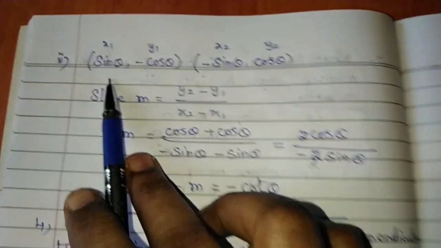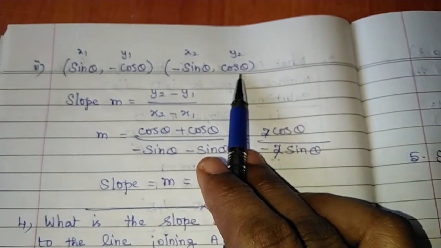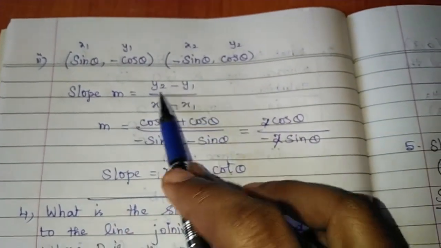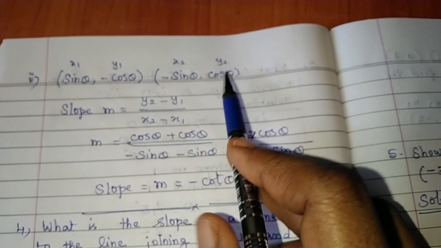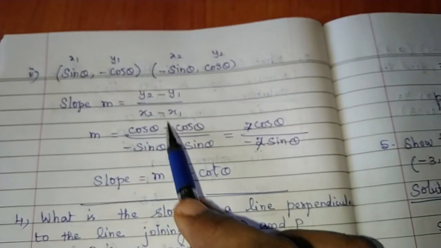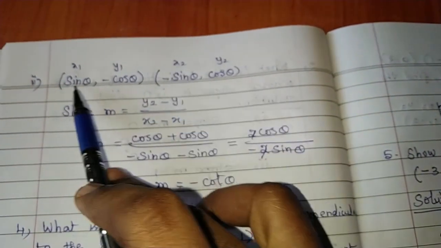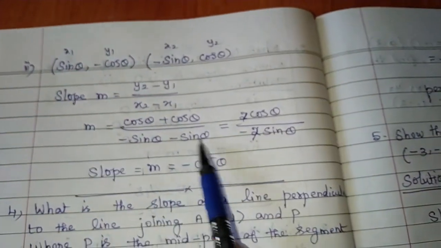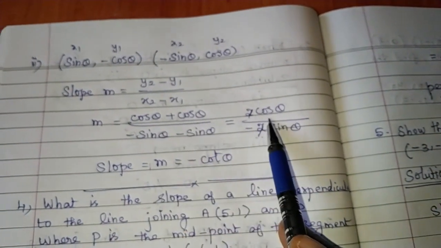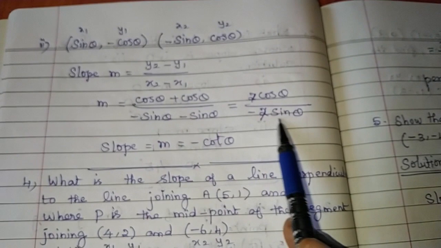Second part, sin theta, minus cos theta, minus sin theta, cos theta. Slope, similarly same formula, m equal to y2 minus y1 over x2 minus x1. Here y2 is cos theta, minus, minus cos theta, plus cos theta. Here x2 is minus sin theta. Cos theta plus cos theta, 2 cos theta. Minus sin theta minus sin theta, minus 2 sin theta.